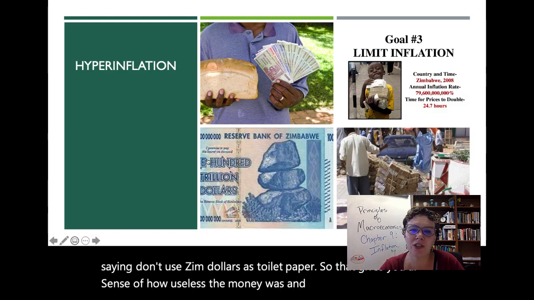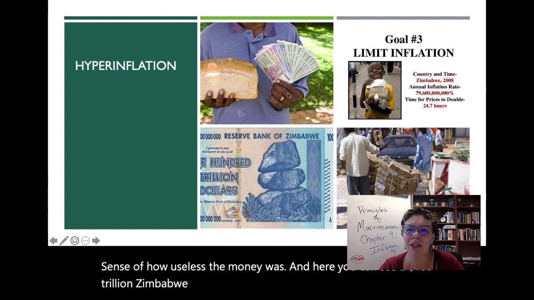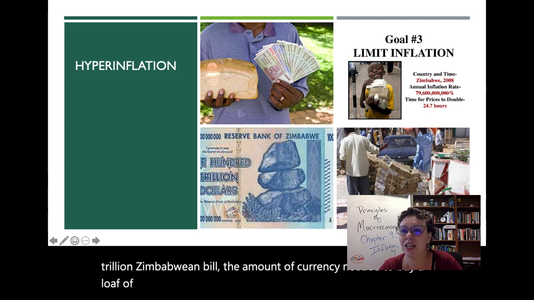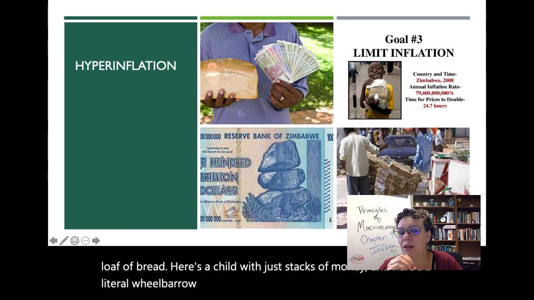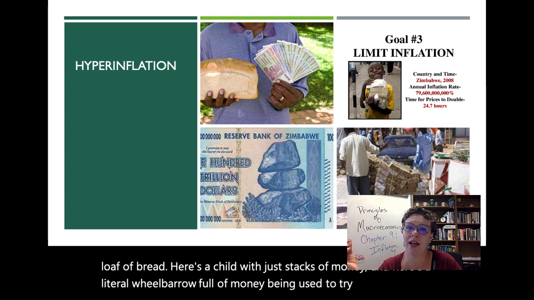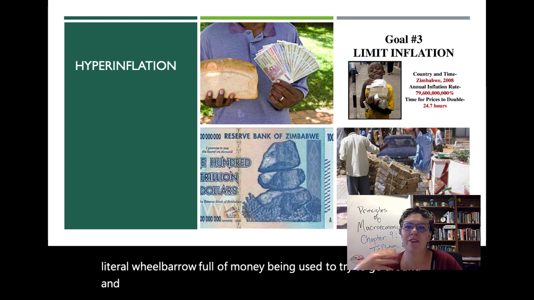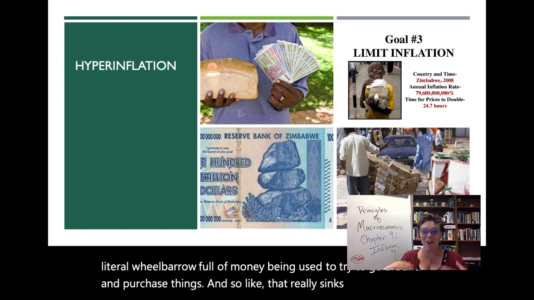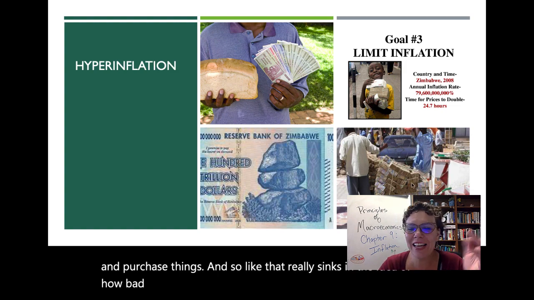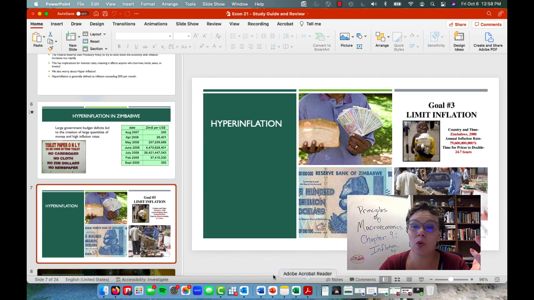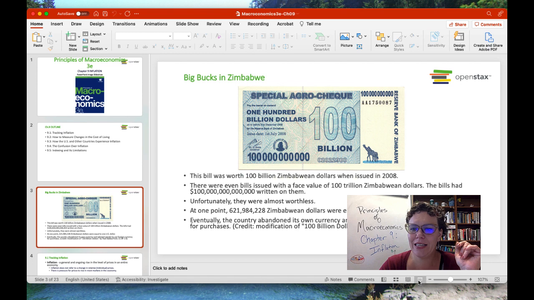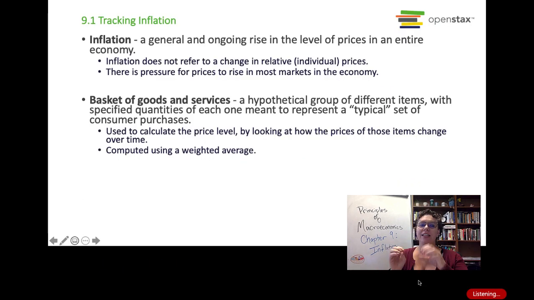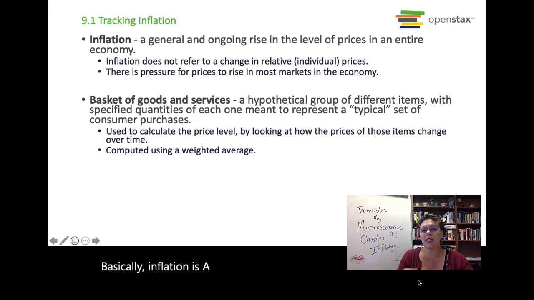And here you can see a $100 trillion Zimbabwean bill, the amount of currency needed to buy a loaf of bread. Here's a child with just stacks of money. And here's a literal wheelbarrow full of money being used to try to go around and purchase things. And so I feel like that really sinks in the idea of how bad hyperinflation is. Again, it's pretty rare, but it is something to worry about. And it's one of the reasons why we care about inflation. So what is inflation? Basically, inflation is a general and ongoing rise in the level of prices in the entire economy.